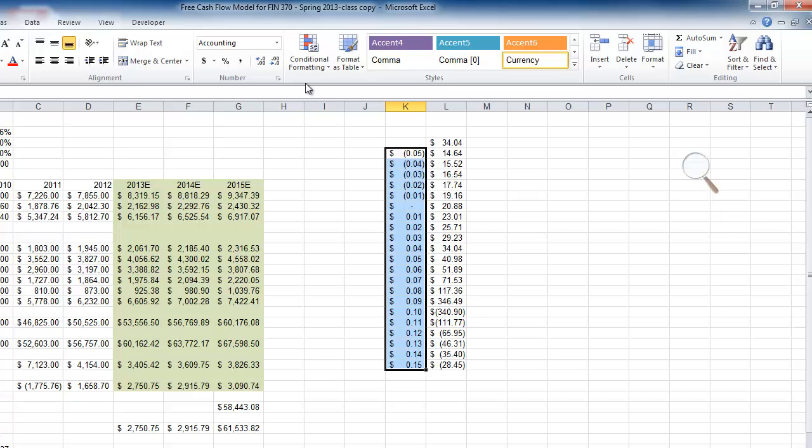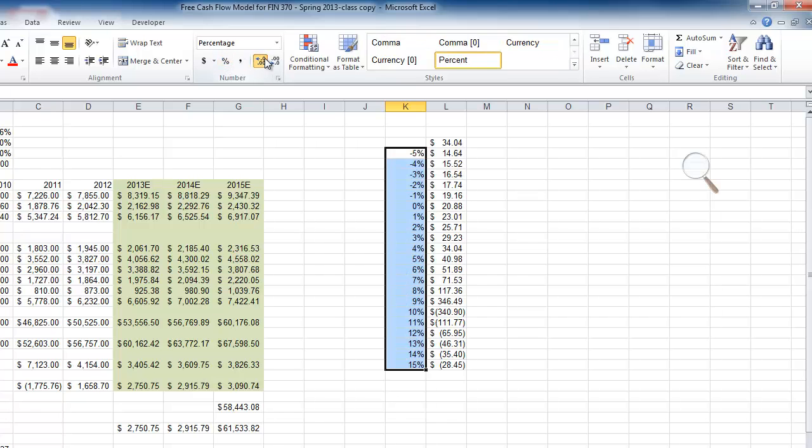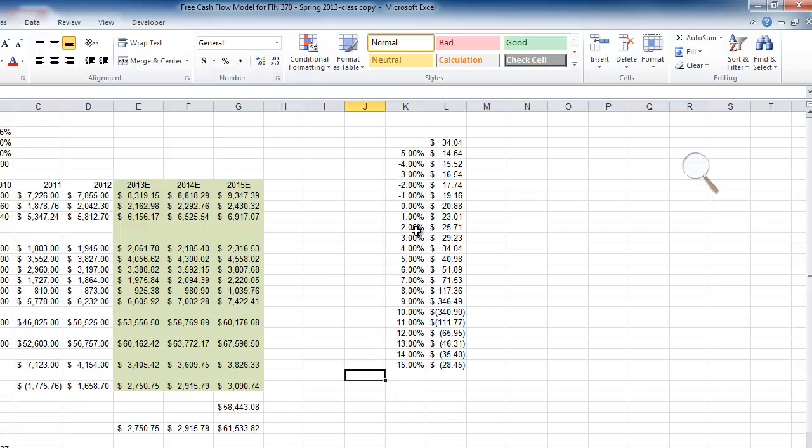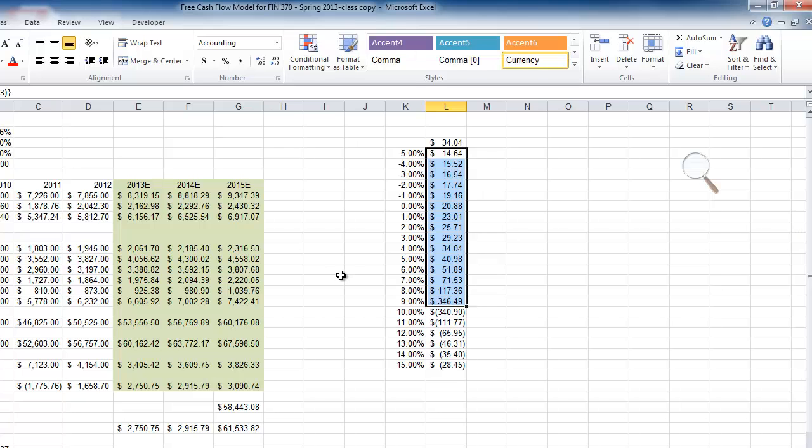Actually, we end up with something really interesting here. As we grow our sales up to a point, the sales increase the value of the company. So what happens after 9% growth rate?